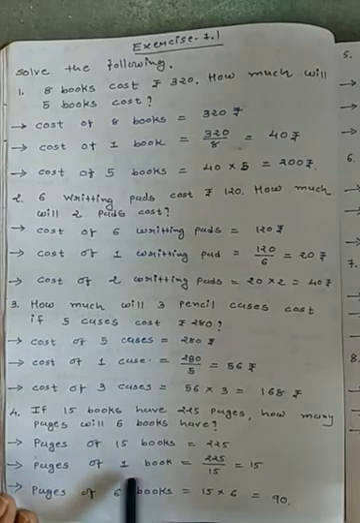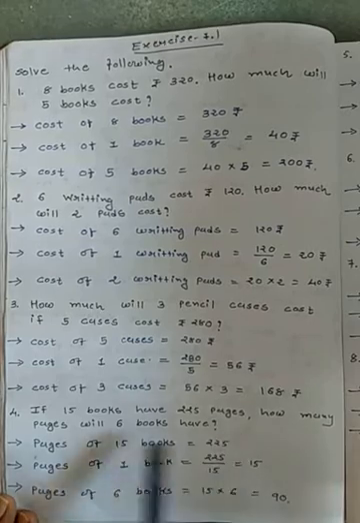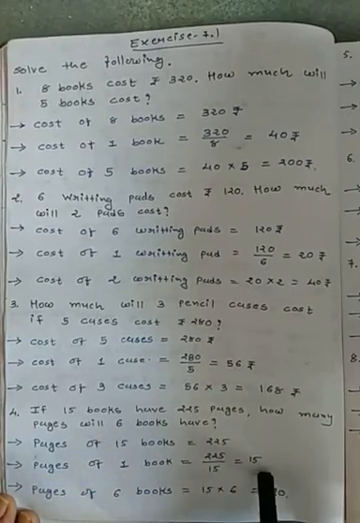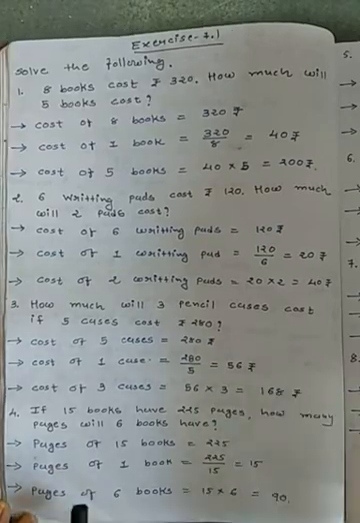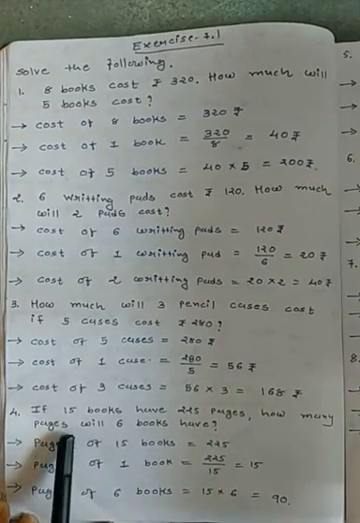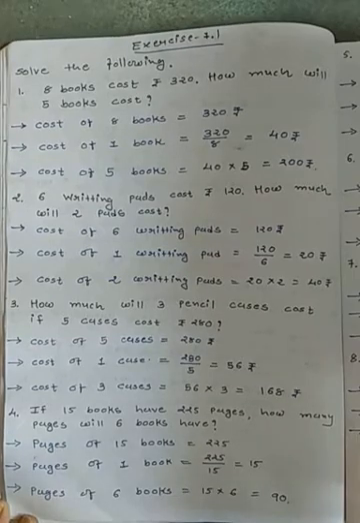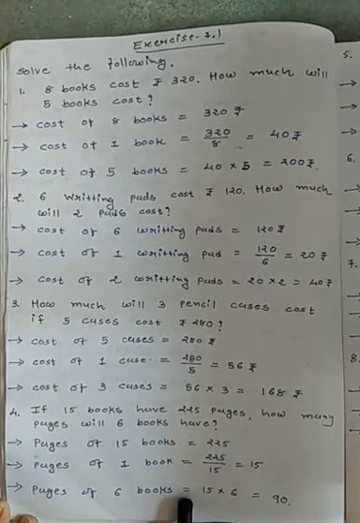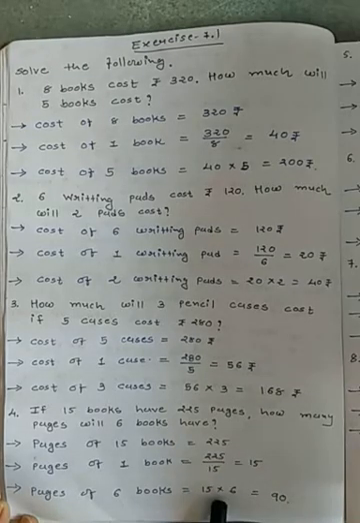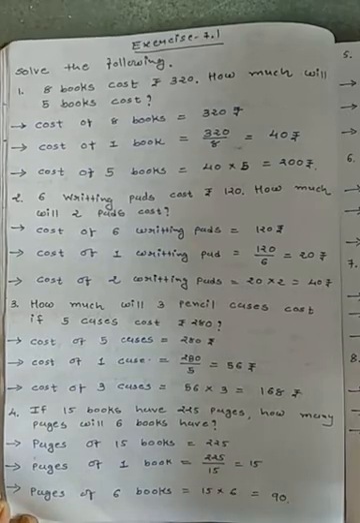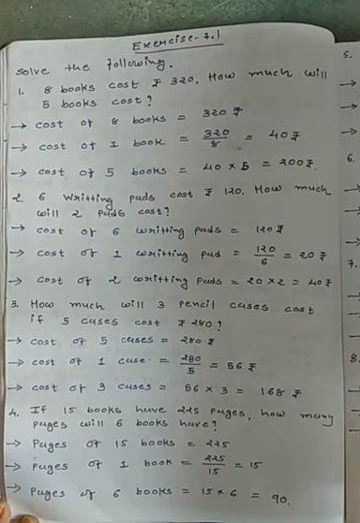Now what will we find? The pages of one book equal 225 divided by 15, which equals 15. Next we have to find how many pages 6 books will have. We have the pages of one book, we got 15. So the pages of 6 books equal the pages of one book multiplied by the number of books. So 15 into 6 will be 90. So we can say 90 pages will 6 books have.